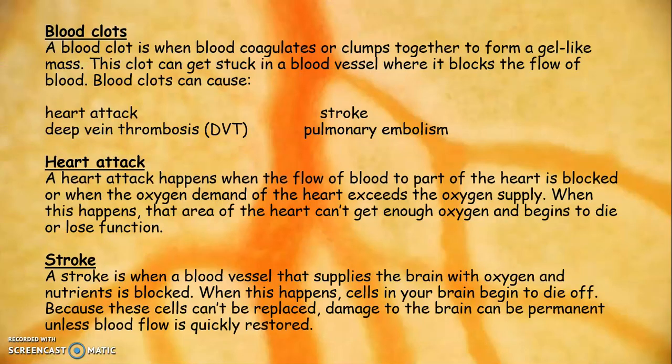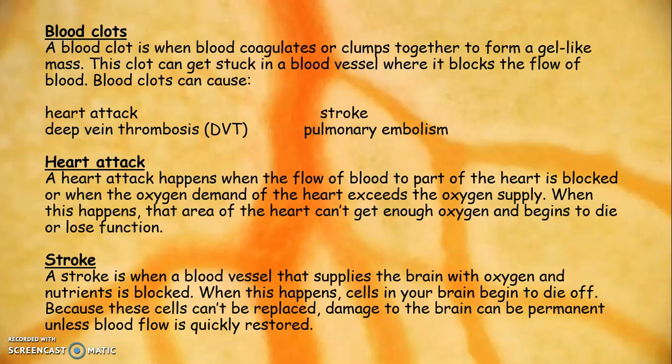So, next is the blood clots. A blood clot is when the blood coagulates or clumps together to form a gel-like mass. This clot can get stuck in the blood vessel where it blocks the flow of blood, and blood clots can cause heart attack, deep vein thrombosis, stroke, pulmonary embolism. A heart attack happens when the flow of blood to part of the heart is blocked or when the oxygen demand of the heart exceeds the oxygen supply.